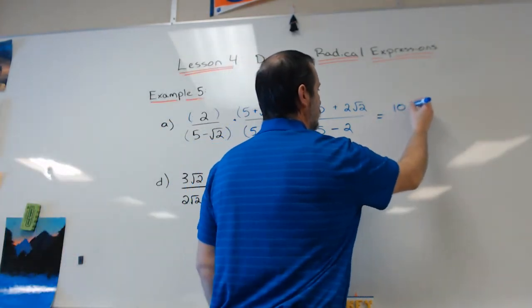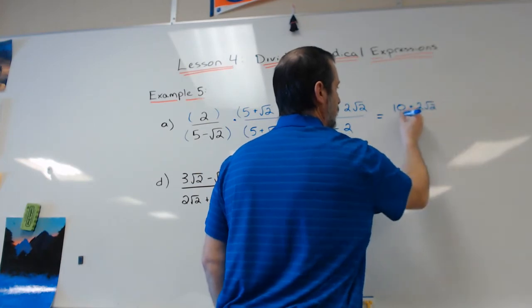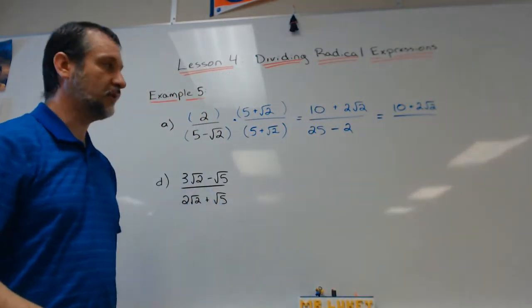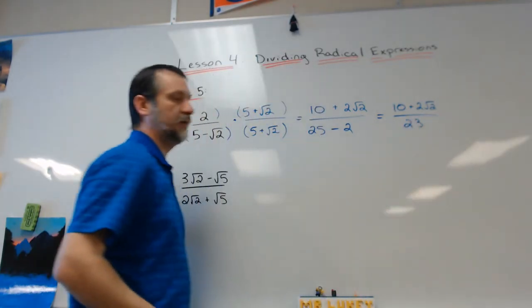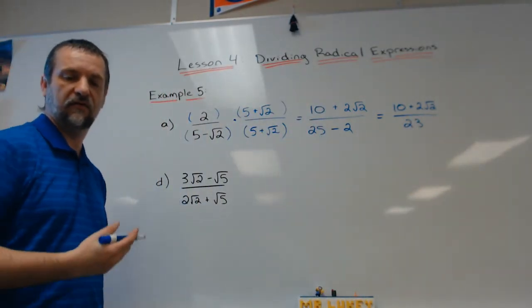So the 10 plus 2 root 2, that is simplified as far as it goes. The 25 minus 2 becomes 23, and there we go. We have our fully simplified term.